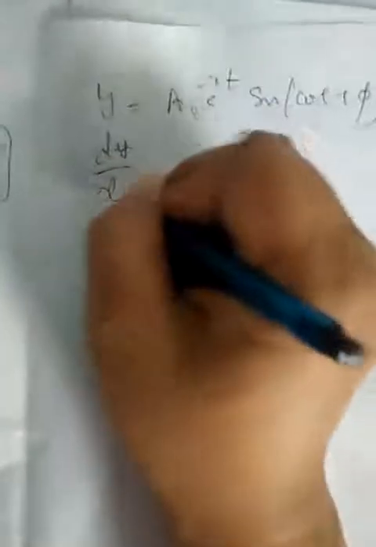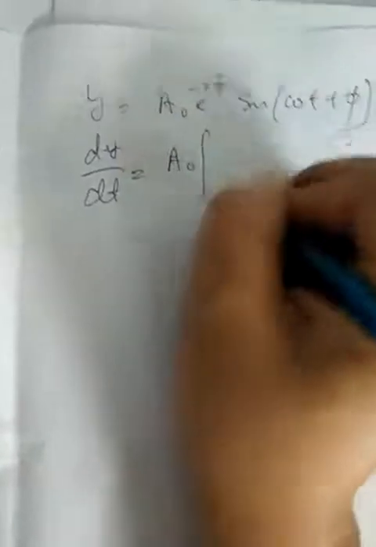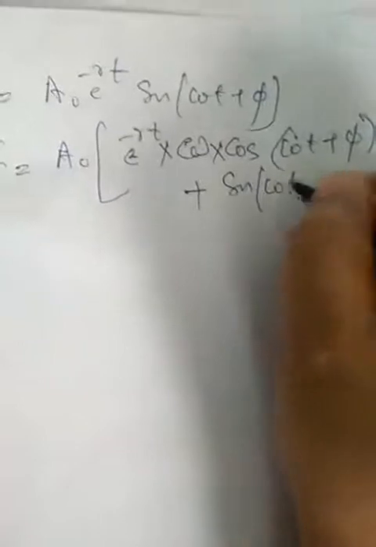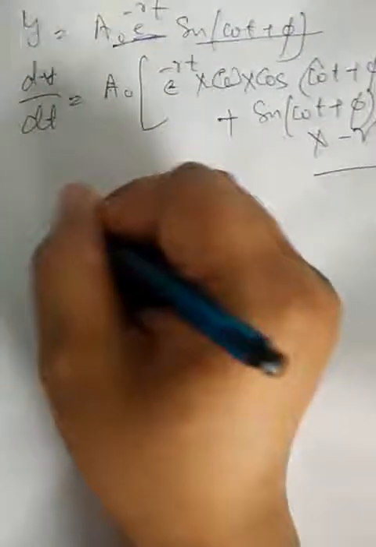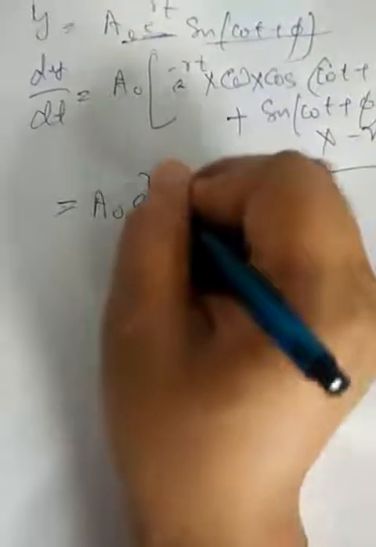dy/dt is equal to a naught, common, e raised to minus gamma t will be as it is, into omega cos of omega t plus phi. Then the second part will be sine of omega t plus phi into minus gamma e raised to minus gamma t. So two variables are there, one is this, another is this one, so the product rule will be used. The value of v will be a little bit complicated, so a certain common factor will be taken out.